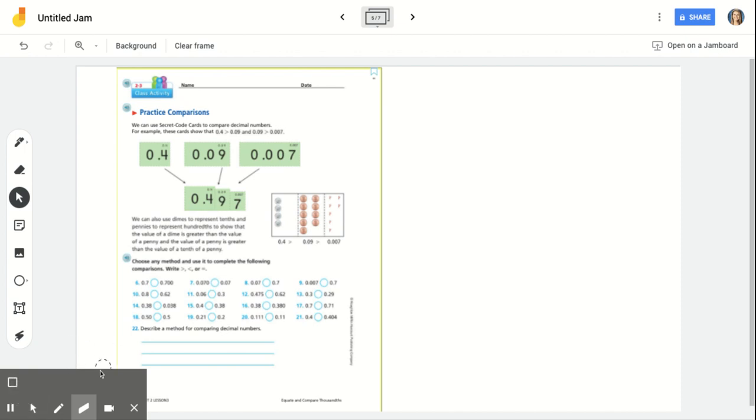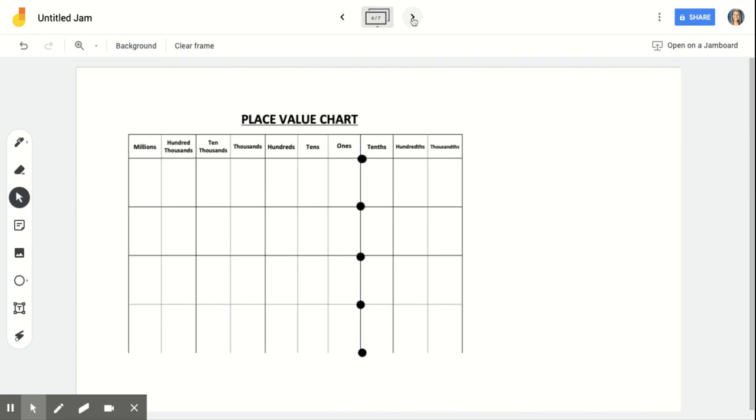And here's the thing with the secret code cards. They are a great tool to use, but they have some drawbacks to them. It's a lot of sorting and it's a lot of time put in to be finding each of these digits within your comparison, within your secret code cards. So we're going to use them a little, but the best tool that I would like to focus on when we're comparing decimals is our place value chart.